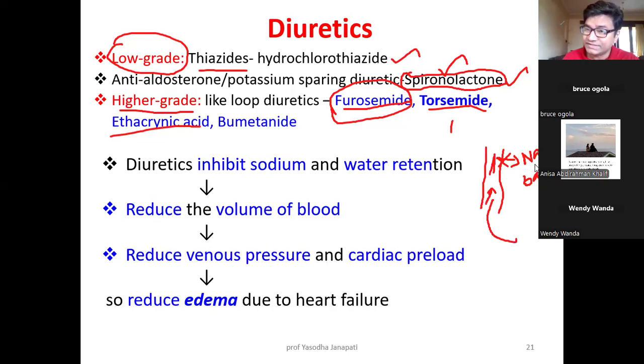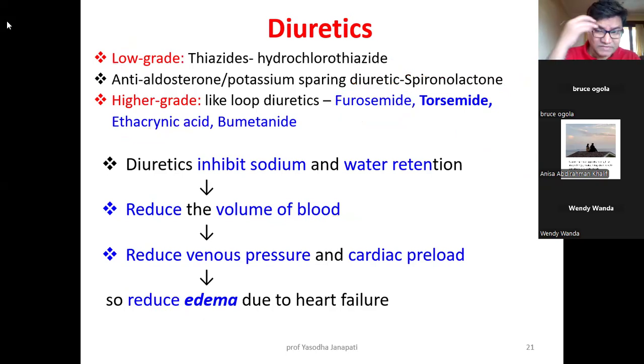So when sodium is decreased, blood volume automatically also decreases. Reduced blood volume means reduced venous pressure and cardiac preload, and this causes a reduction in the edema. So this is how these drugs work. These drugs are prescribed compulsorily, two drugs depending upon the condition. So let us see next.